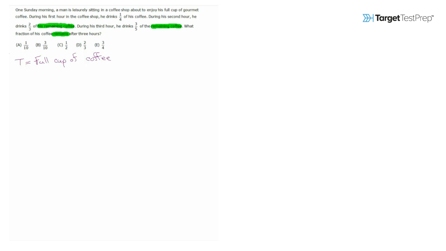What's great about this question is that there is a shortcut way to do it. Now, in our solution, in our chapter, we do show the longer, more methodical way because everyone should know what this stems from. But the fact is that if we constantly care about what remains, when it says that he drinks 1/4 of his coffee in the first hour, we don't care about what he drinks. We care about what remains after that, and that's 3/4. And when he drinks another 2/3, we don't care about what he drinks.